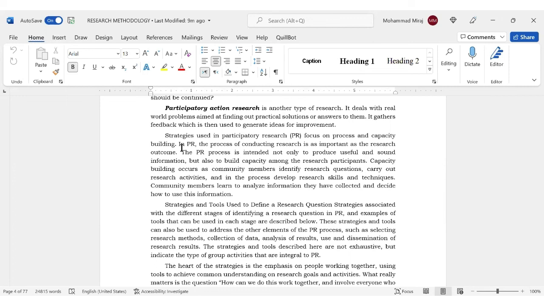Okay, so this is the latest, which is being done everywhere. The PR process is intended not only to produce useful and sound information, but also to build capacity among the research participants. The capacity building occurs as community workers are involved. It is a part of participatory research, which we use in public health, where community members identify, for example, Anganwadi workers. You train them in research, because they are the most effective way to actually bring about some community development in people.